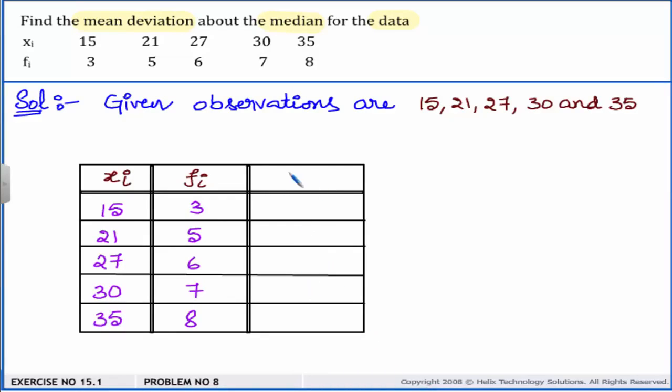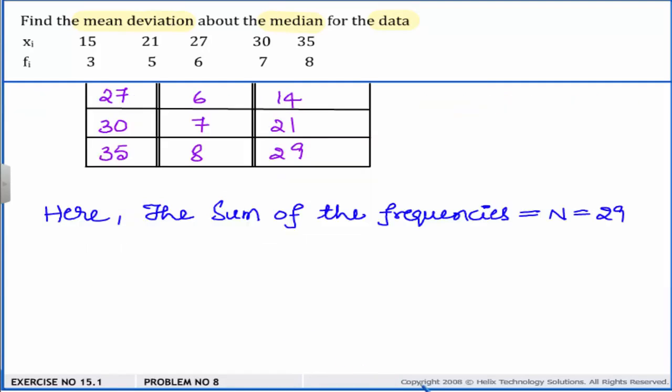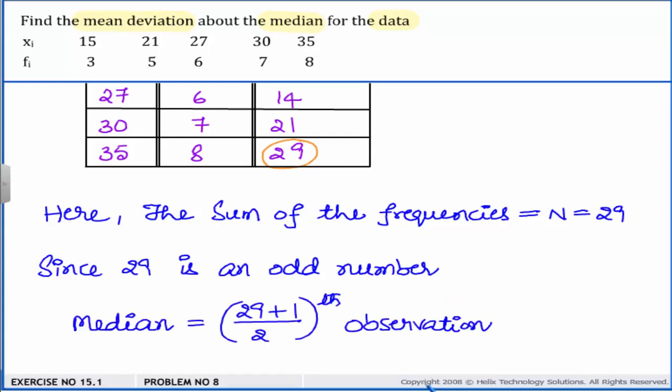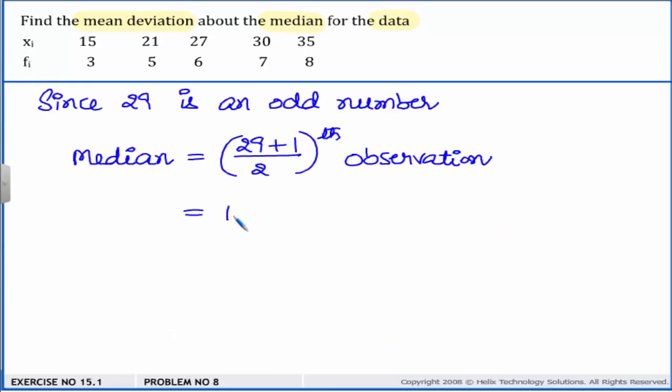Now we shall add a column corresponding to cumulative frequencies to the given data. So this is equal to 3, 3 plus 5 that is 8, 8 plus 6, 14, 14 plus 7, 21, 21 plus 8, 29. Here we have the sum of the frequencies, capital N, is equal to 29. As you can see here, since 29 is an odd number, median is equal to 29 plus 1 by 2th observation, which is equal to 15th observation.